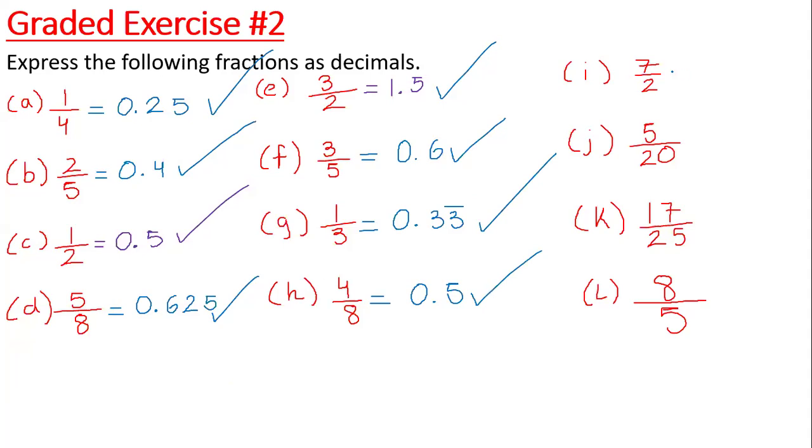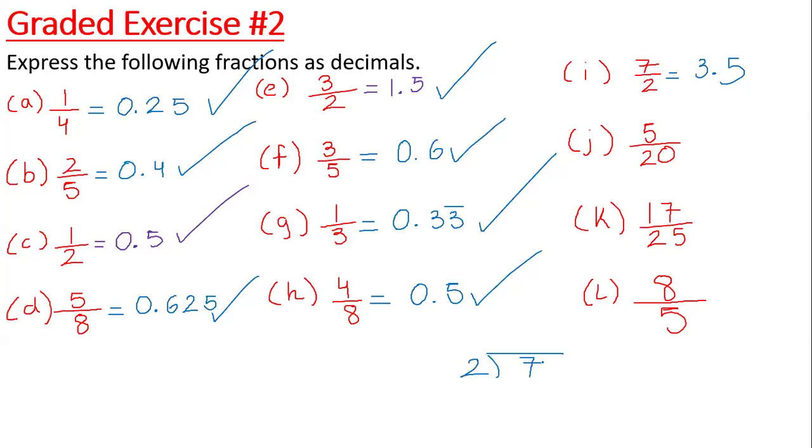Next, 7 over 2. What is that? 3.5. Yes, 3.5. Remember for this one, we have to put the denominator outside and the numerator inside. So 2 goes on the outside and 7 goes on the inside. I keep on telling y'all, it's not what is bigger, what is smaller. It is denominator outside, numerator inside, then divide.